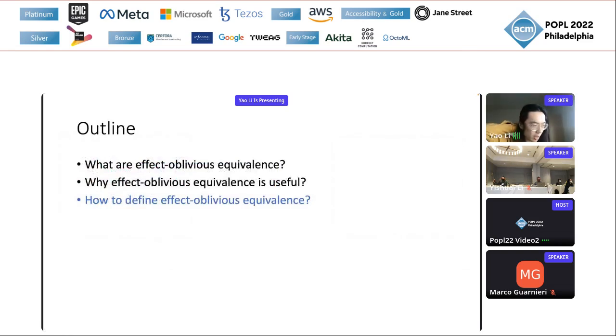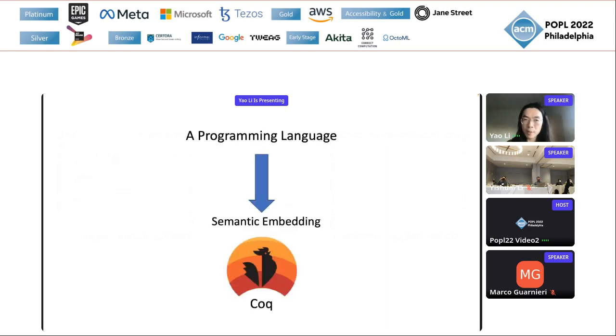So these are some examples of why I care about this kind of equivalence. But how do we actually define effect-oblivious equivalence? The key here is the figure I've shown earlier. The first step for verifying a program is we need to do a semantic embedding of the original programming language into something like a calculus. And the key here is how do we do this embedding, and how do we do this embedding in a way that we can distinguish effect and effect context?